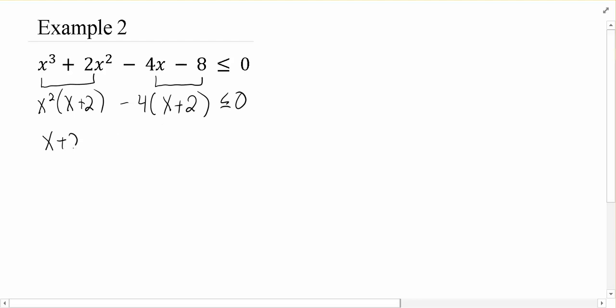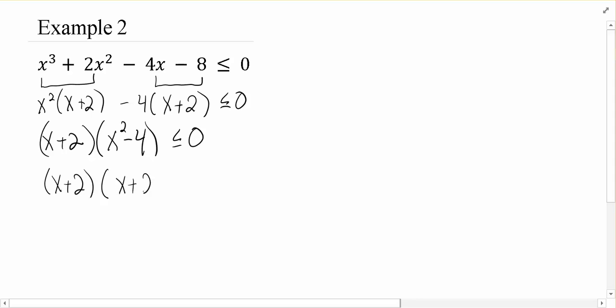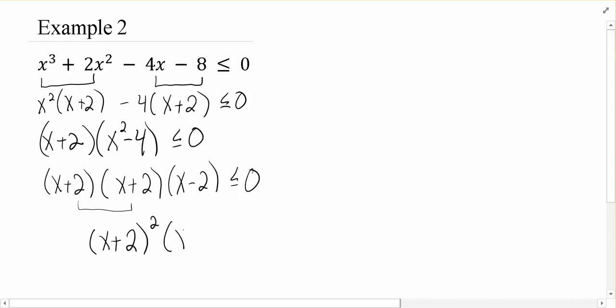So now I can pull the x plus 2 out of the whole thing, which leaves me x squared minus 4. X squared minus 4 factors as x plus 2, x minus 2. Well, there's actually two x plus 2's there, isn't there? So this is x plus 2 squared times x minus 2. Okay.